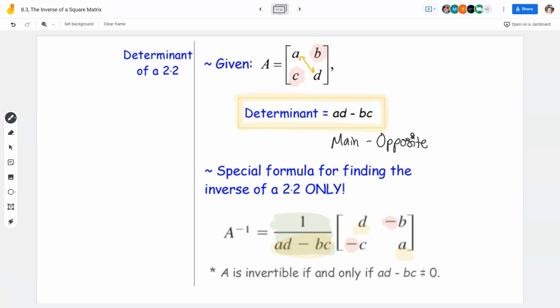That's also another way of remembering the pattern up here, because you can think, swap the main, and then make opposite the opposite. That's another way of remembering it. Swap the main, make opposite the opposite.